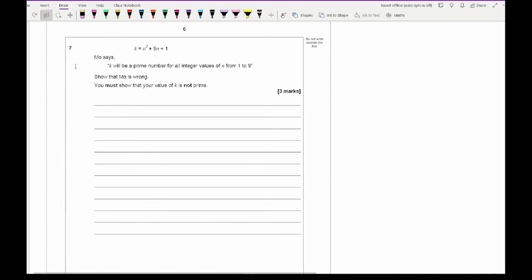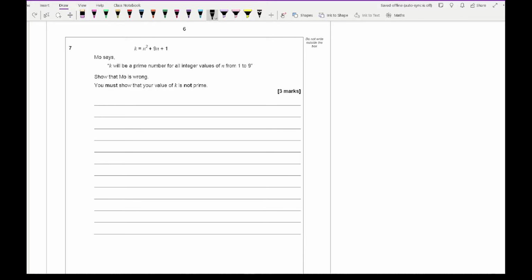Moving on to question 7, it says that we've got k equals n squared plus 9n plus 1. Mo says that k will be a prime number for all integer values of n from 1 to 9. Show that Mo is wrong. You must show that your value for k is not prime.